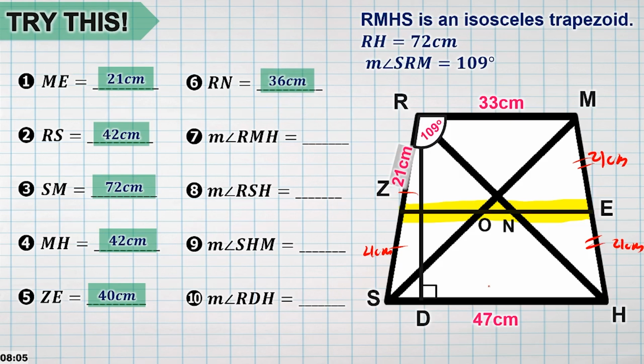Next, how about the measurement of angle RMH? Asan ba yung angle RMH? Ito, angle RMH. Ano daw sukat niyan? Yes, Ella. 109. Very good. It's going to be 109 degrees using the property that in an isosceles trapezoid, base angles are congruent. So this is also going to be 109 degrees.